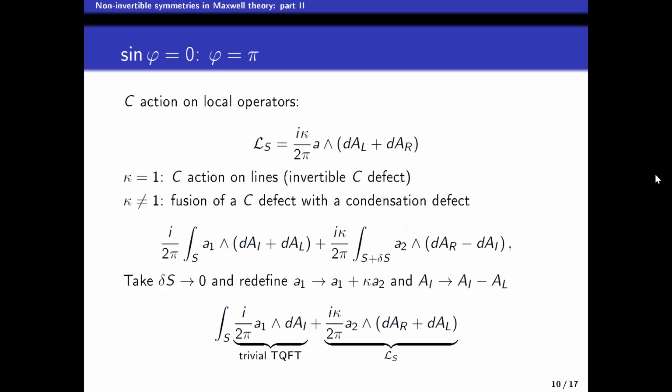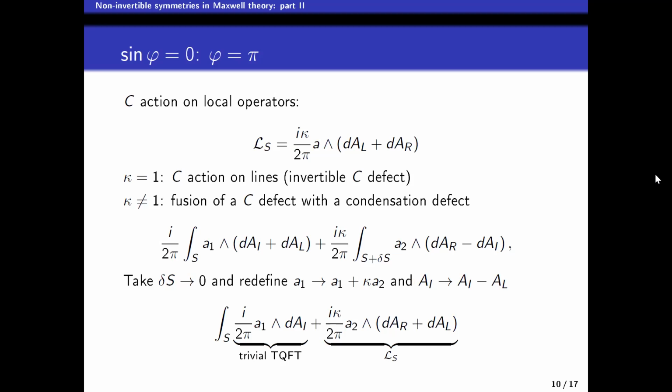Let me go on. The other case is when phi is equal to pi. Then the action is charge conjugation. So the story is the same. Now you just get a plus sign because the action should be charge conjugation. But now you can ask yourself, what about different values of kappa? If kappa is equal to 1, this is just an invertible defect which implements charge conjugation. What about if kappa is different from 1? Is this an independent defect with respect to the other ones?